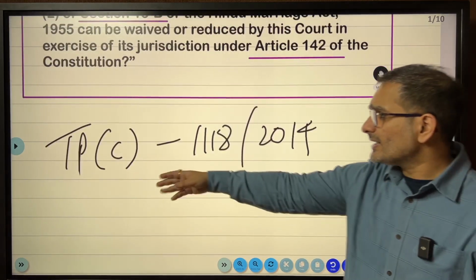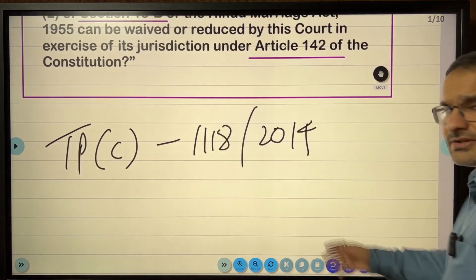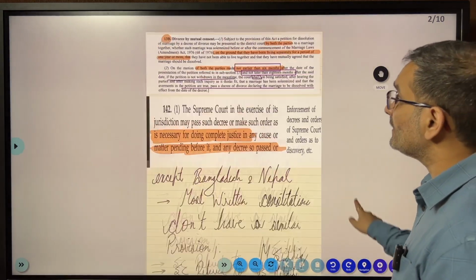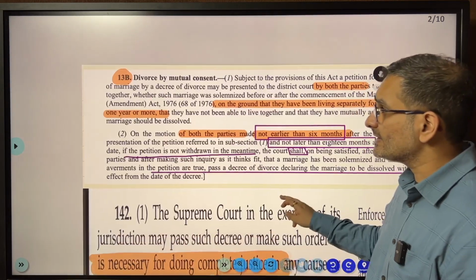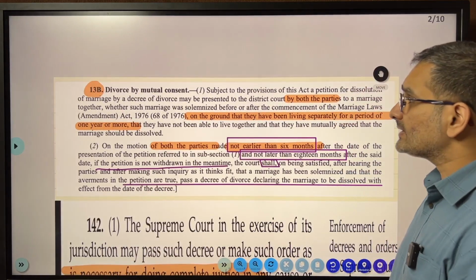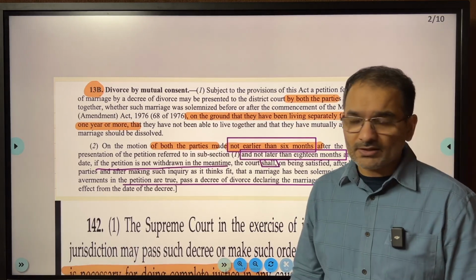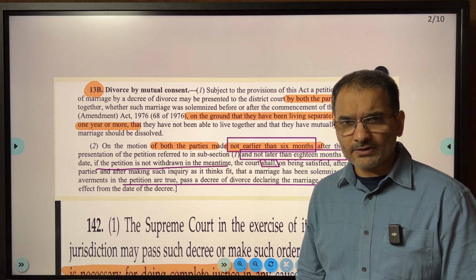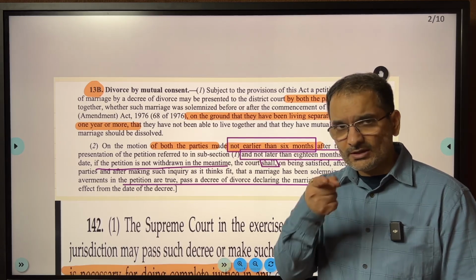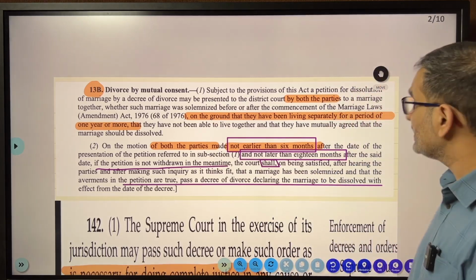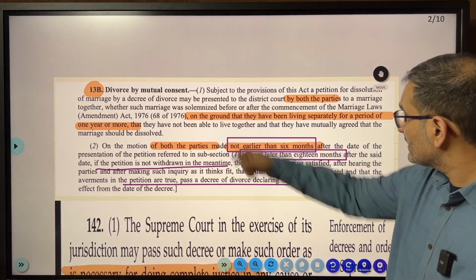Alright, so this is a transfer petition, civil, just to give you a citation, 118/2014. Let's first look at the relevant section. So this is how much you need the Constitution on your tips. Section 13B. Now, since it's 13B, certainly it has come in via an amendment. I think it is the 1976 amendment, one of the very crucial amendments to HMA. Please just check, open your bare act to this and check that it is the 1976 amendment. I think they mentioned it here as well.